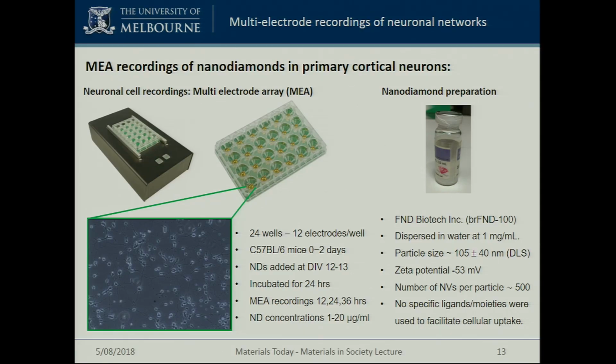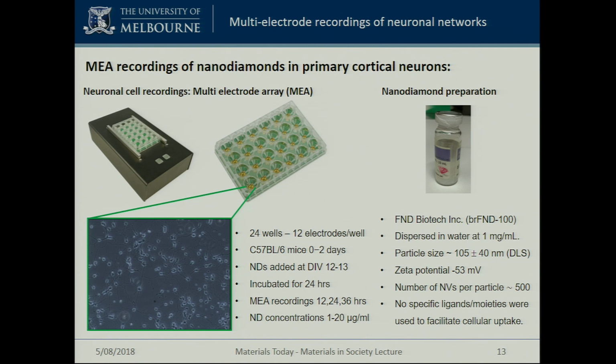So to do that, we worked with some colleagues over at the Florey Institute of Neuroscience in Steve Petrou's group, and we use these multi-electrode arrays. What you're looking at here are 24-well plates, and in each one of these wells, we can culture a neuronal network, and there are 12 reporting electrodes in each one of these wells. So we do the culturing in each one of the wells.